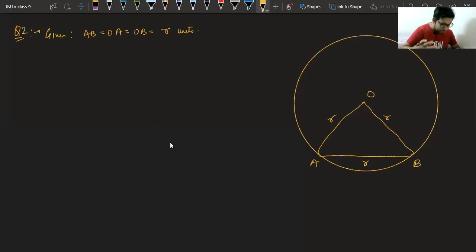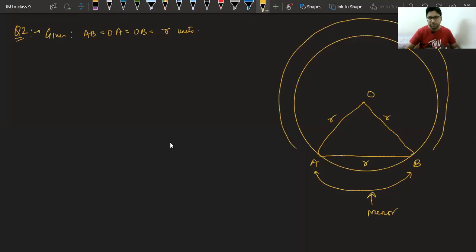So this is R units. Now, what the question is saying is, find the angle subtended by the chord at a point on the minor arc. That means we have to take the major arc right now. So you have to find this angle. The minor arc is this one only, class. Minor one is this one. And the major one is this one.